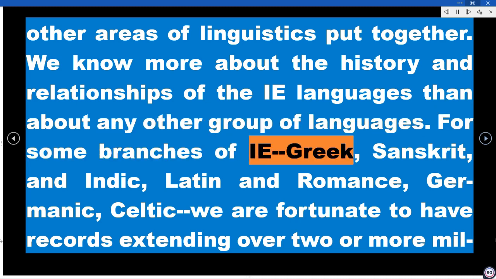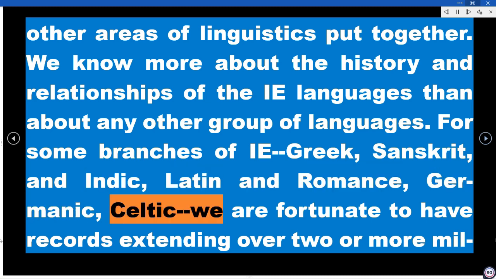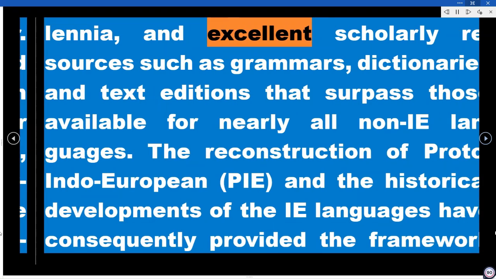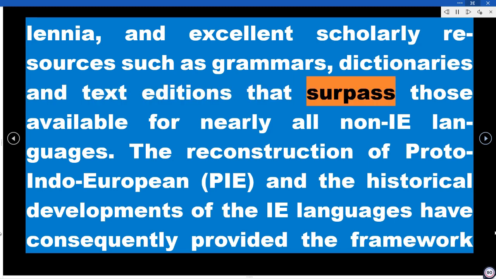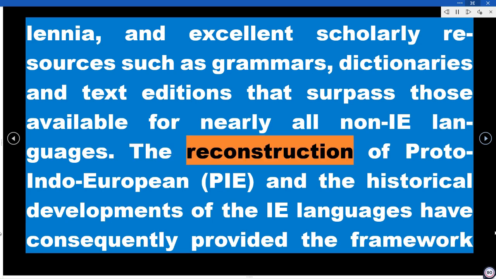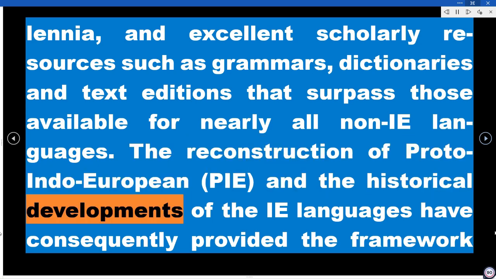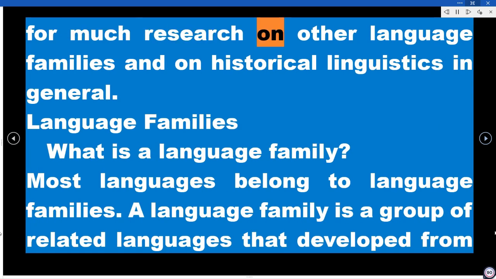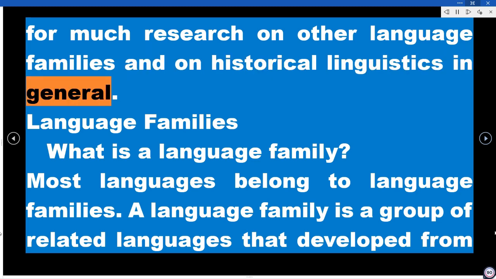For some branches of i.e. Greek, Sanskrit and Indic, Latin and Romance, Germanic, Celtic we are fortunate to have records extending over 2 or more millennia, and excellent scholarly resources such as grammars, dictionaries and text editions that surpass those available for nearly all non-i.e. languages. The reconstruction of Proto-Indo-European, PIE, and the historical developments of the i.e. languages have consequently provided the framework for much research on other language families, and on historical linguistics in general.